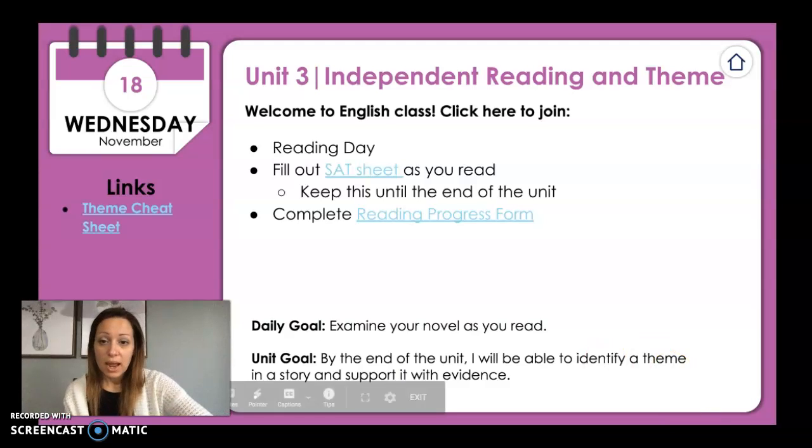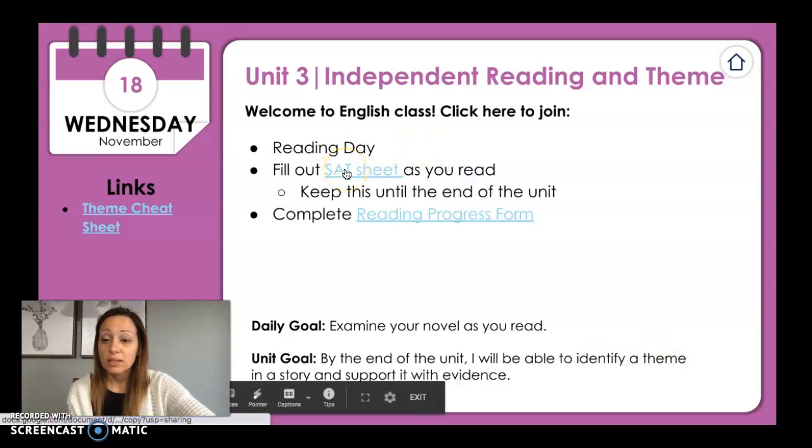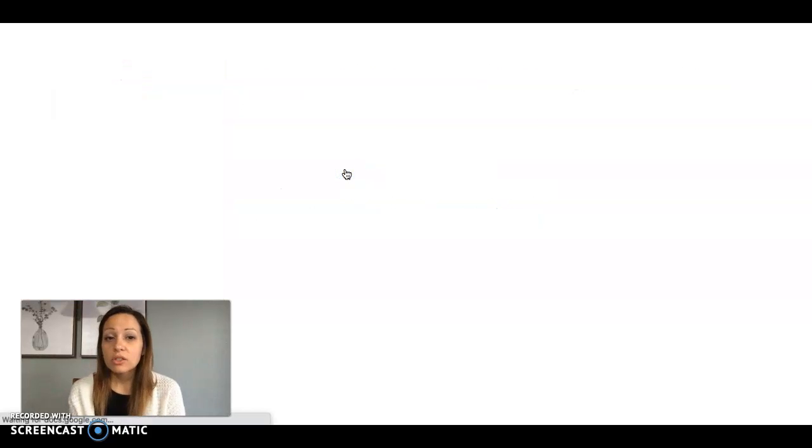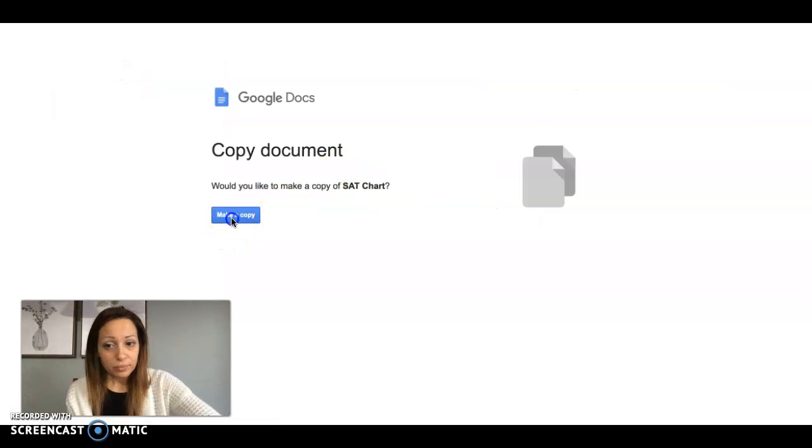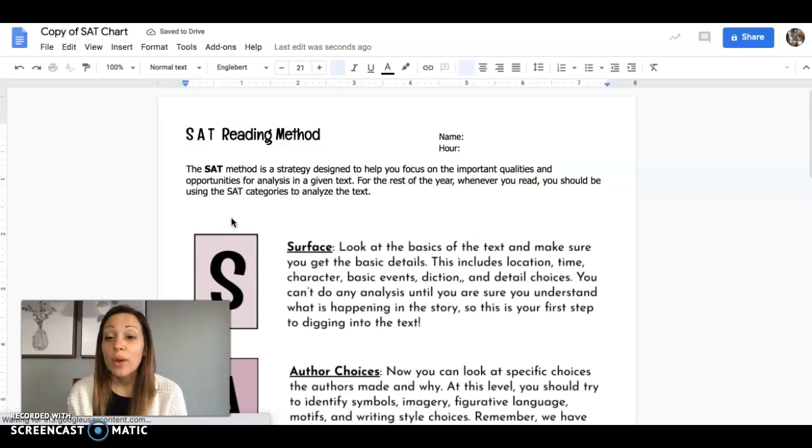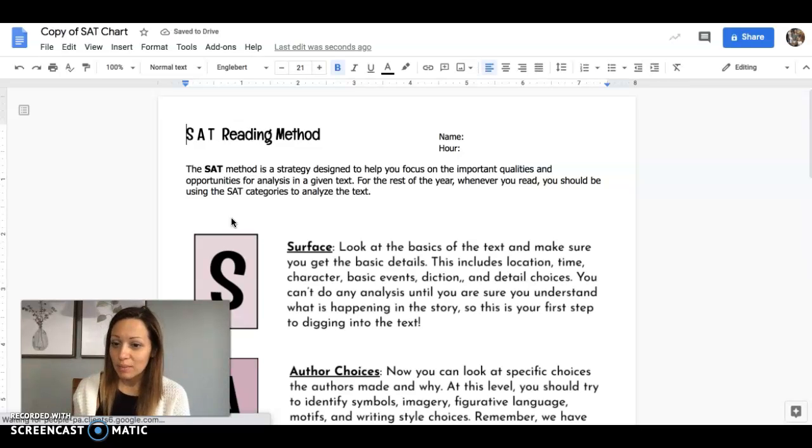As you read today, I want you guys to fill out this SAT sheet. This sheet we went over earlier. It is going to help you analyze your text as you read it and make sure that you are paying attention to the important details and the important author choices.